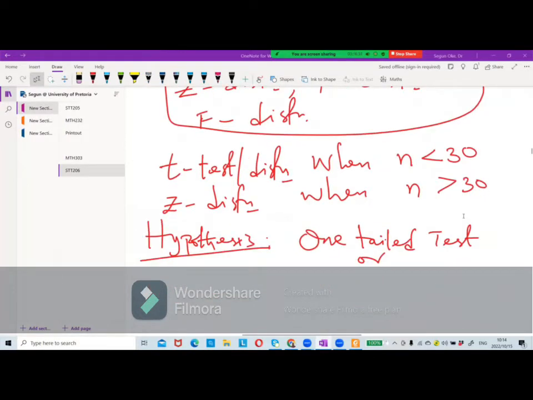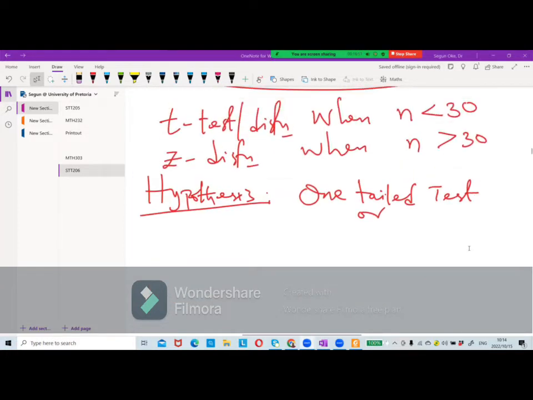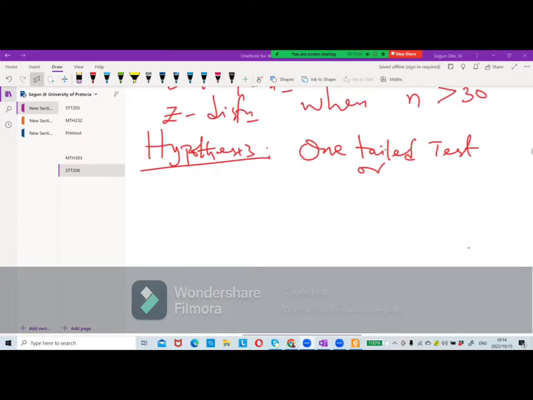So we have this. I said we use the T test when n is less than 30, and we use Z when n is greater than 30. Take note of that. So in hypothesis, either your hypothesis is a one-tail test or a two-tail test.